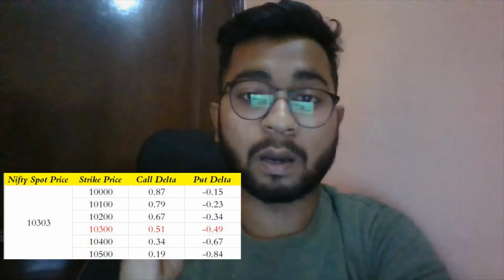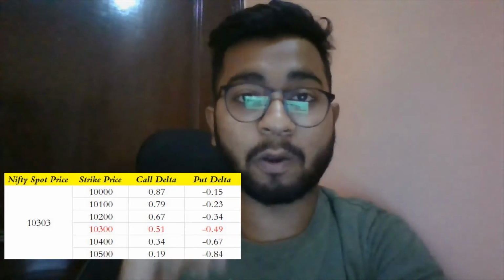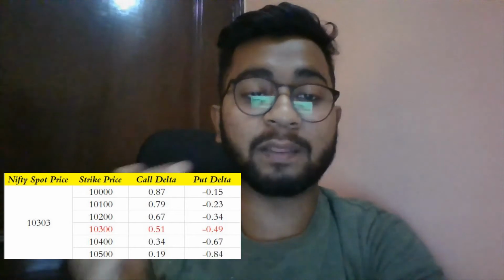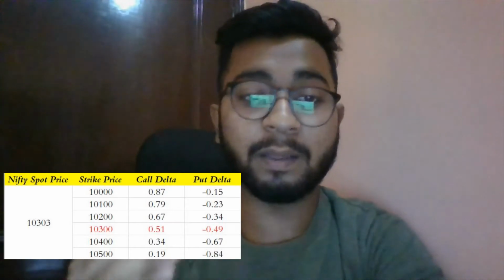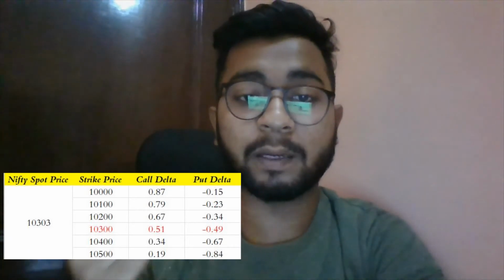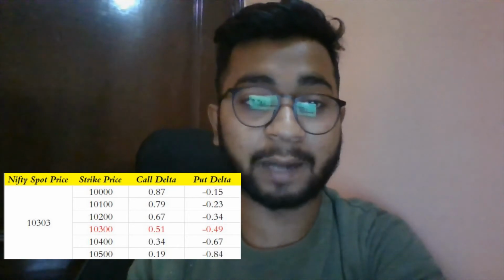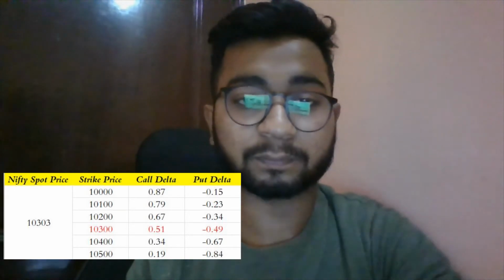When the options are in the money, that is, the strike price keeps decreasing, the delta also keeps increasing. And when the option is moving towards out of the money, that is when the strike prices are increasing, the call delta and the put delta keep decreasing, right? So you can just look at the snapshot and understand the delta concept better.